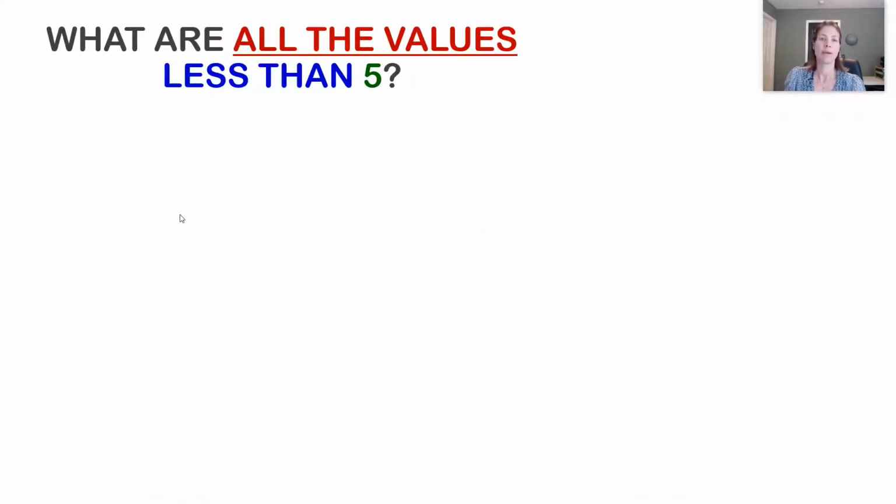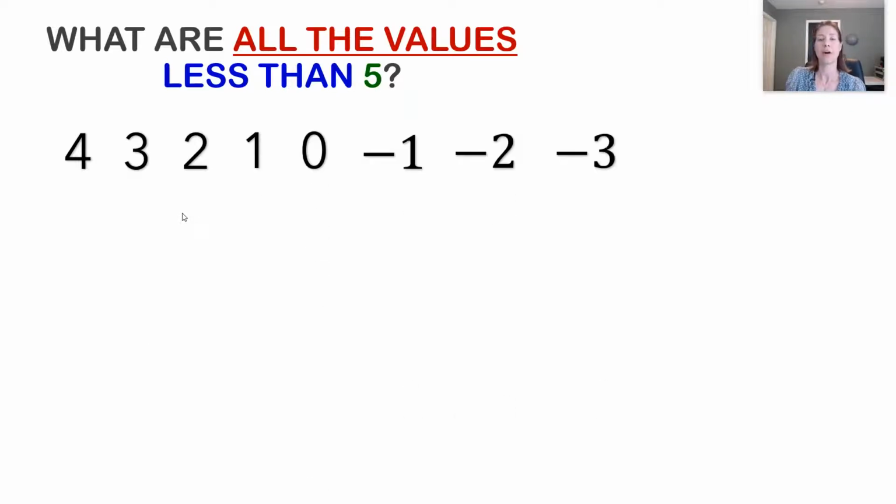For example, if I wanted to know all the values less than 5, I want you to tell me every single value less than 5. How many values are there? There's a lot. There's an infinite number. Think about it. 4, 3, 2, 1, 0. We have all our negatives. We could go to negative infinity because negative infinity is less than 5.